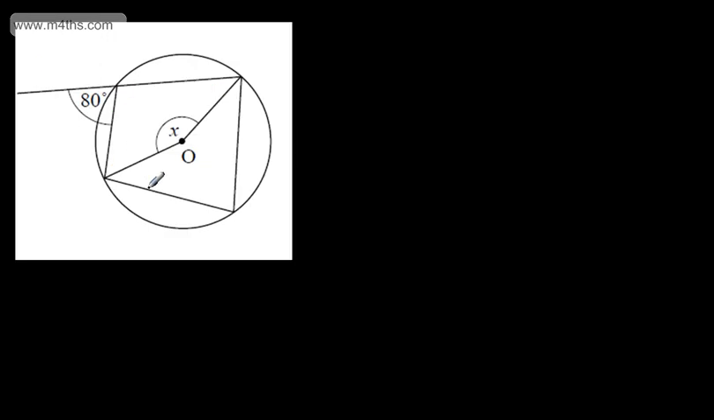Right, okay, so what have we got going on here? We need to find the value of x. So I've got a straight line just here. Angles on a straight line sum to give 180, so this must be 100 degrees. Opposite angles of a quadrilateral equal 180 degrees when summed, so this one right here is going to be 80 degrees.